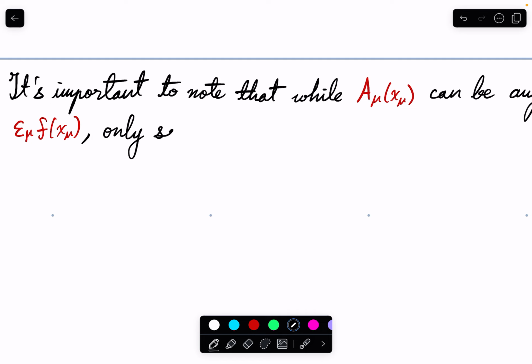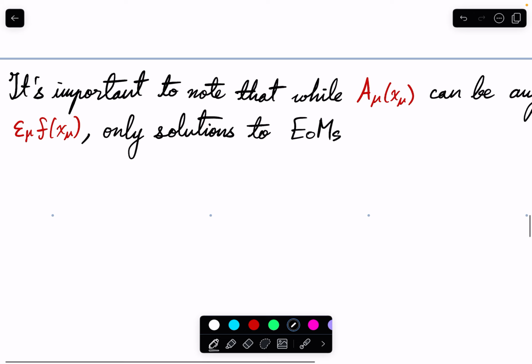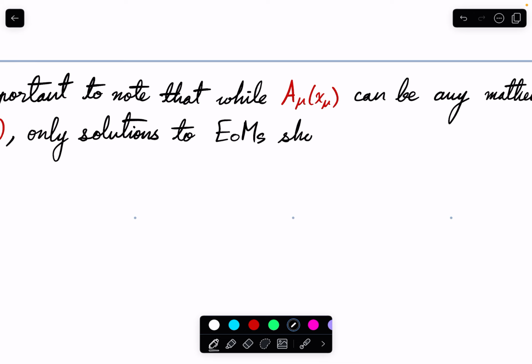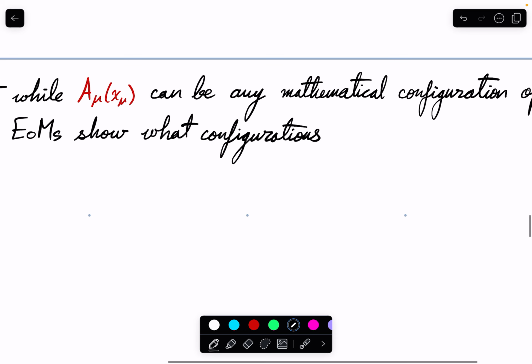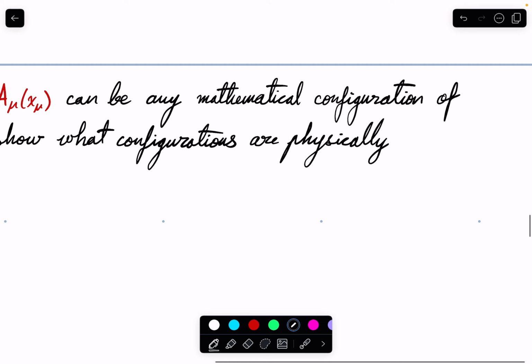Only solutions to equations of motion show what configurations are physically realizable.